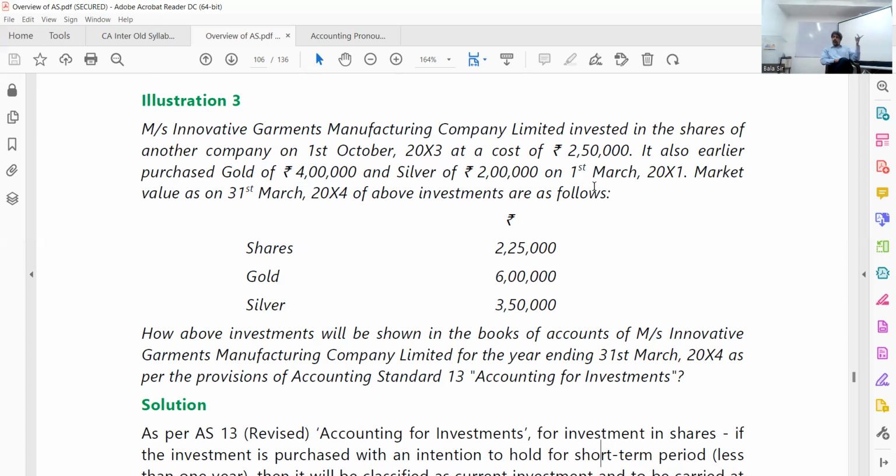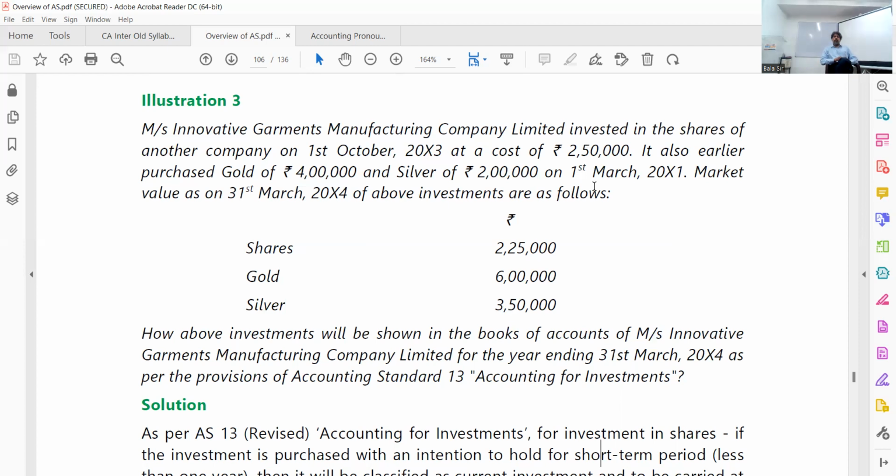There can be two answers to this. What about gold and silver? Definitely long term. Why? You bought it in 20x1, now it's 20x4 year end. Definitely long term. Long term what? Always at cost. What is the cost? Gold 4 lakh and silver 2 lakh, right? Don't bother about the market price. What is the market price given? 6 lakhs and 3 lakhs. Ignore the market price, carry at cost. Understood? Yes, sir.